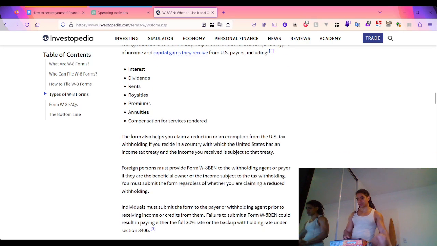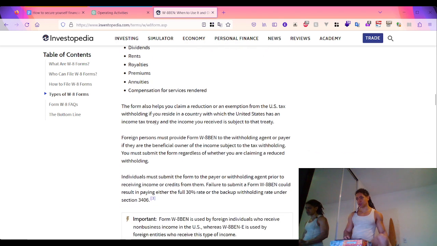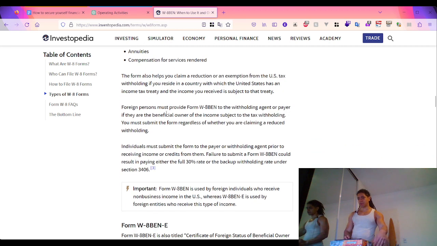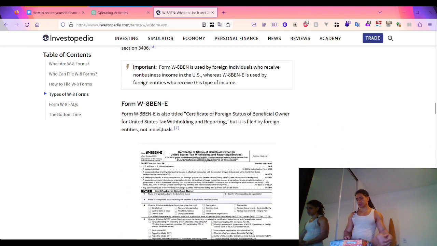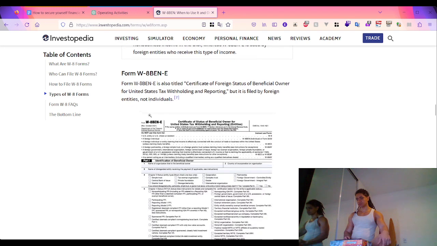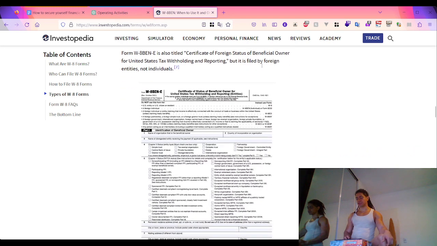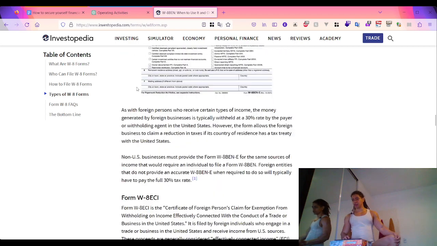The form also helps you to claim a reduction of or an exemption from U.S. tax withholding, if you reside in a country with which the United States has an income tax treaty, and the income you receive is subject to that tax treaty. Foreign persons must provide the form to the withholding agent or payer if they are the beneficial owner. Exactly. But it is filed by foreign entities, not individuals.